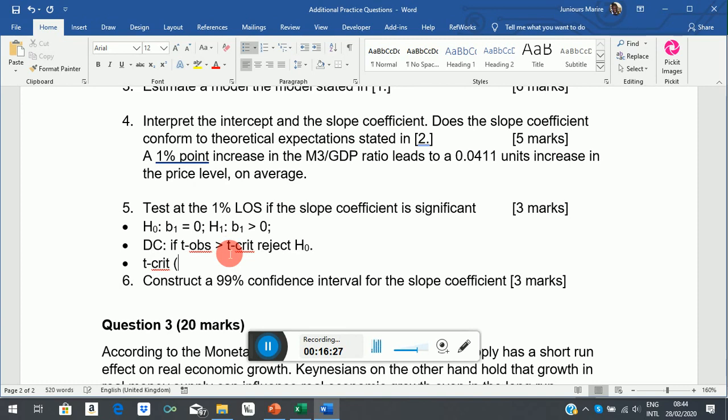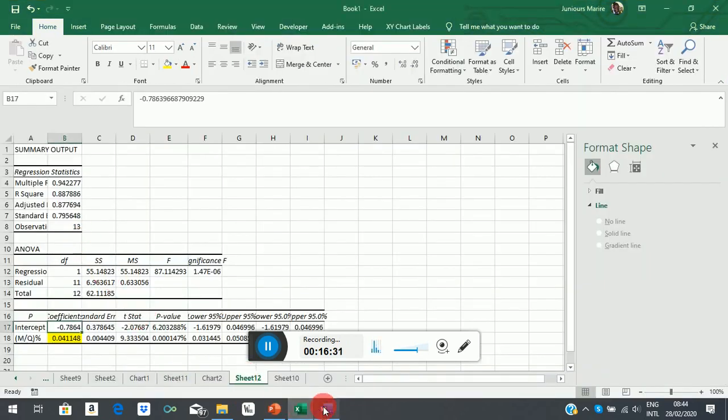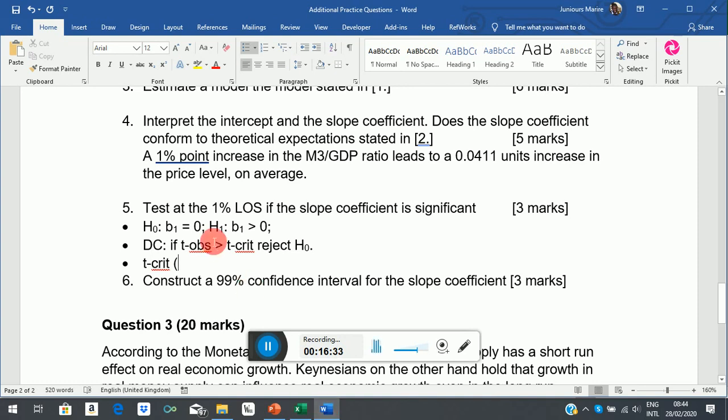Which is made up of our sample size from this data is 13 units. So the degrees of freedom are 13, which is your sample size, minus the two coefficients we estimated, the slope coefficient and the intercept. And we are doing that at 0.01. Our alpha is 0.01. It's a one-sided test.